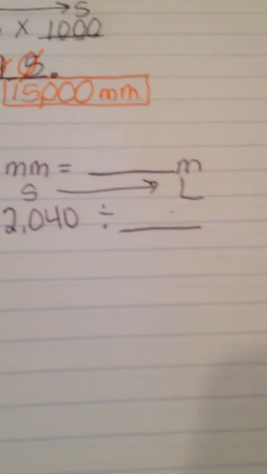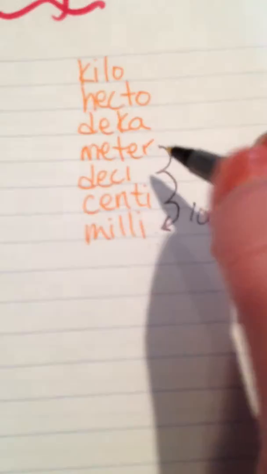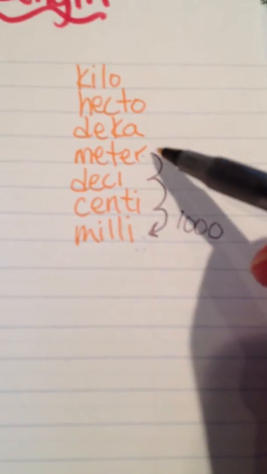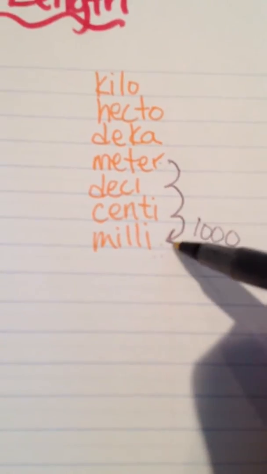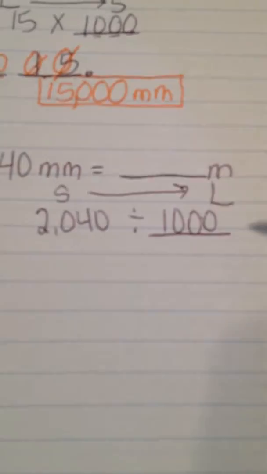Next, I'm writing down my initial number, 2040, and figuring out what I'm going to divide it by. This is where I have to figure out how far away it is. Milli and meters are, again, 3 steps away from each other, which means it's a difference of 1,000. So you're going to be dividing by 1,000.